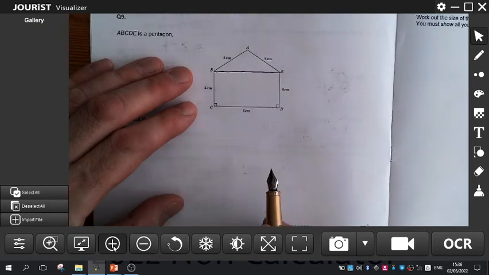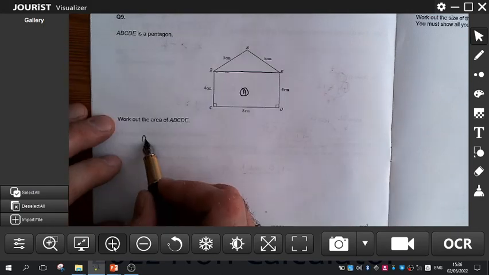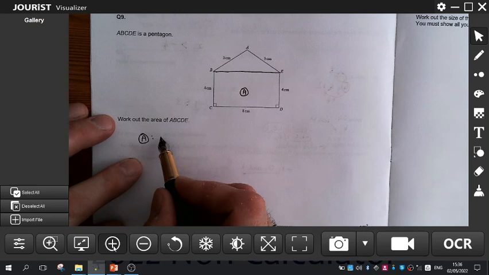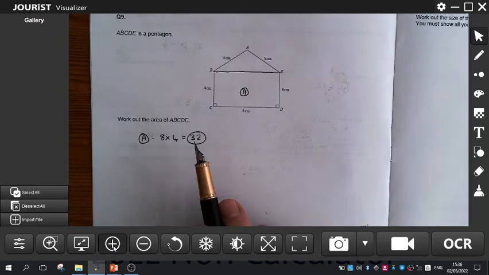Let's call this area A. Area A, it's 4 high, it's 8 wide, 8 times 4 is 32. I've got a mark. We move on now to area B.